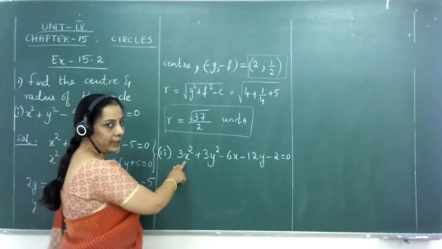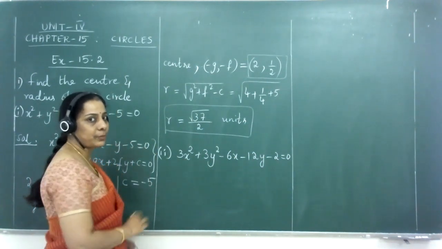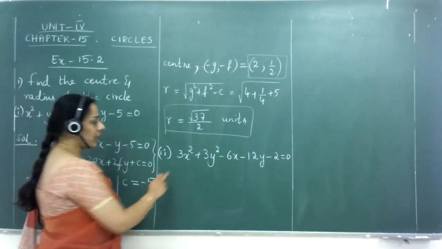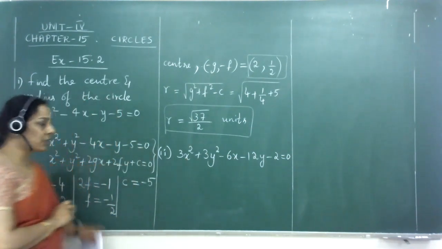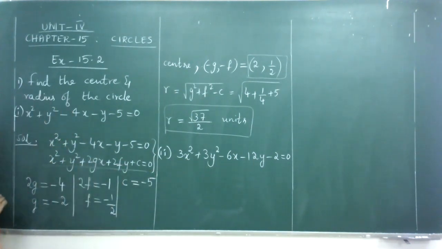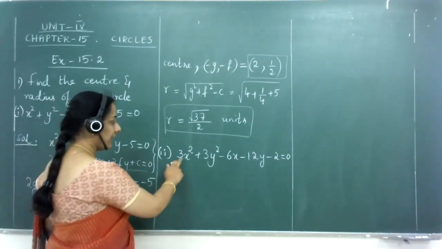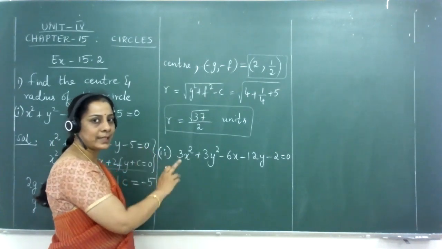Now for this again, I have to find the coordinates of the center and the radius. So what am I supposed to do? As earlier, I must get the values of g, f and c. To find the values of g, f and c, I have to compare the given equation with the general equation, isn't it? What is the general equation of the circle? x squared plus y squared plus 2gx plus 2fy plus c equal to 0. Is it in accordance with the general equation? It is not so. Why is it?